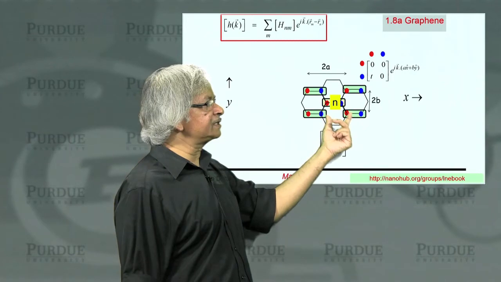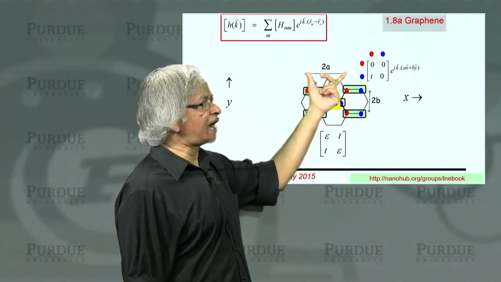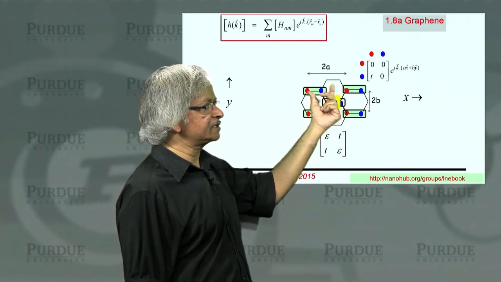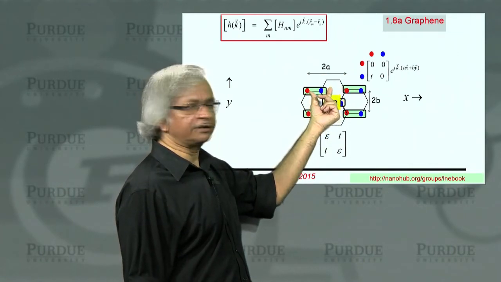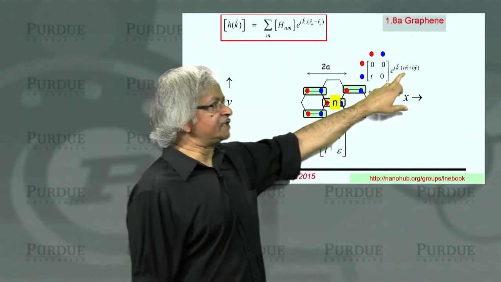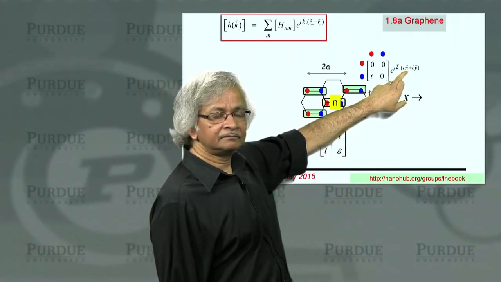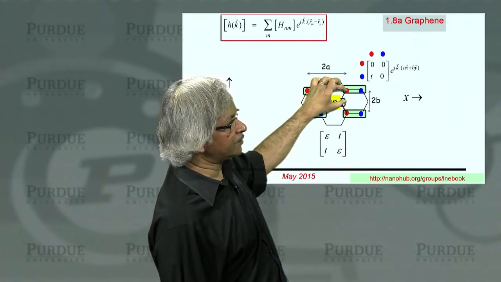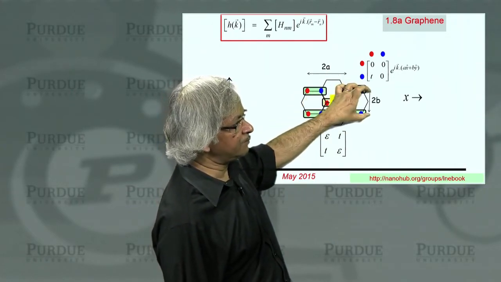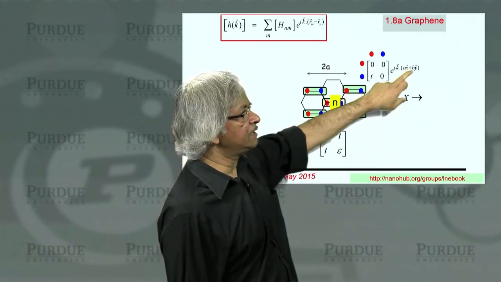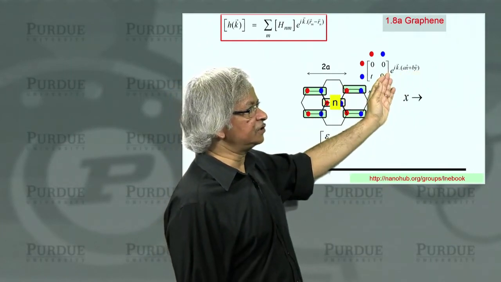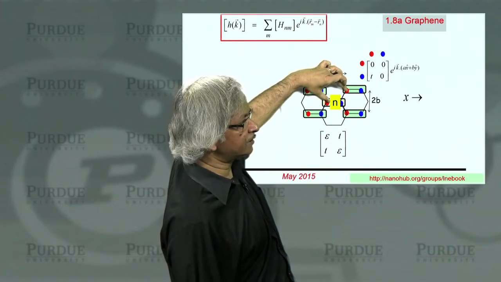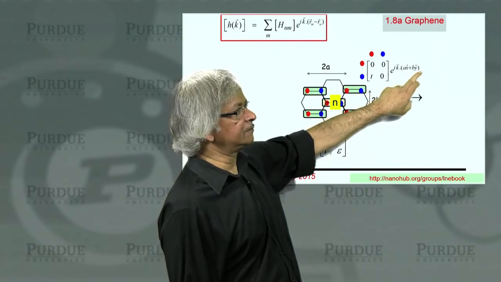The x component is like that much, which is half of what I've denoted here as 2a. So 2a is that distance. What we want is half of it, so that's a. So it is a in the x direction, and in the y direction, it's that much, which is half of what I've labeled as 2b. So that's b in the y direction. So it's e to the power i k dot that vector, which is written as ax plus by.